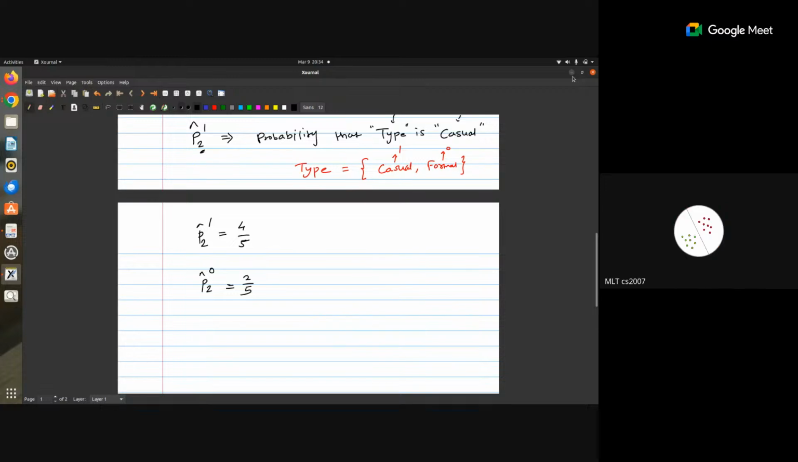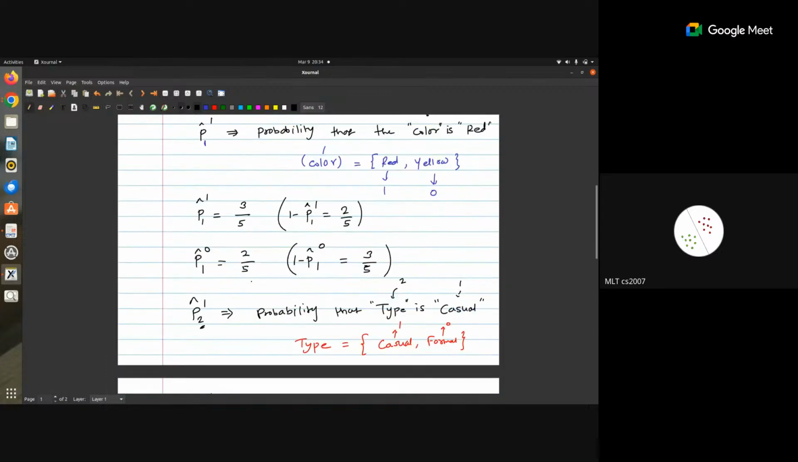I hope all of you are fine with these probabilities, because I think this is the hardest part, understanding this notation. Otherwise there is no problem. So this is for getting red when the label is 1, and this is when the label is 0. This probability is getting yellow when the label is 1, and getting yellow when the label is 0.